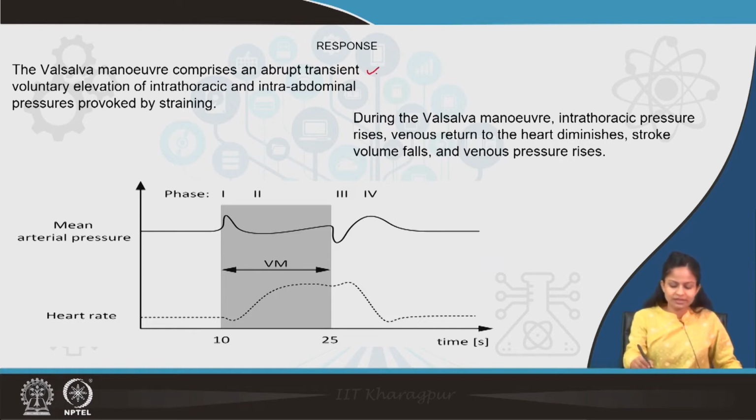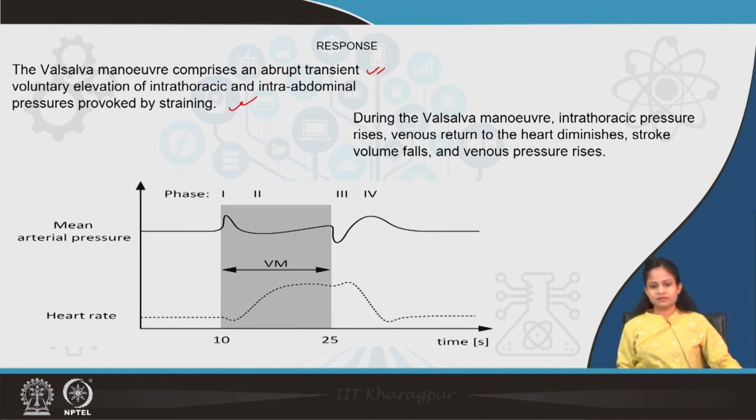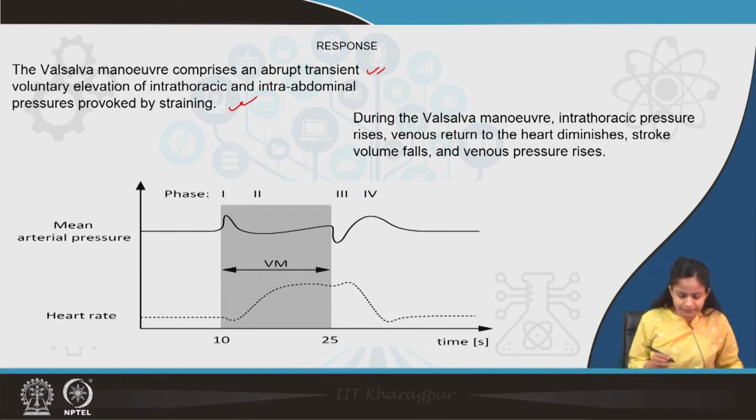Now, Valsalva manoeuvre comprises usually an abrupt rise in the intrathoracic pressure. There is a transient elevation of the intrathoracic pressure as well as the intra-abdominal pressure, which is provoked by the straining, because we are giving forced expiration through the open glottis. So, it is a sort of mechanical event which is going on. Because of that, there are also other phases which are obtained as the response. So, we will see the 4 phases in the Valsalva manoeuvre.